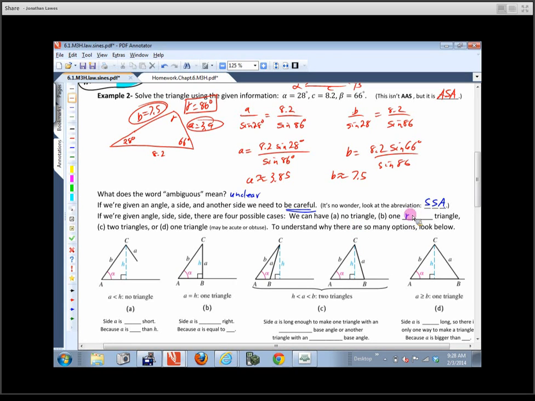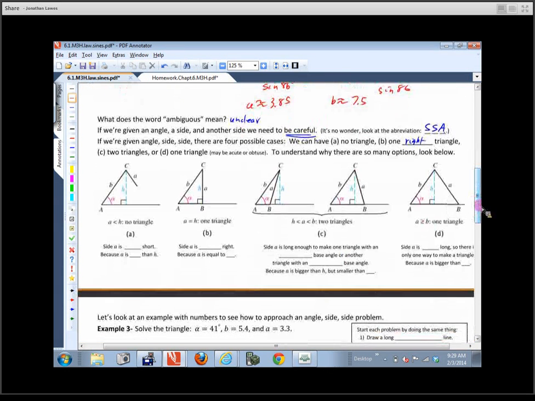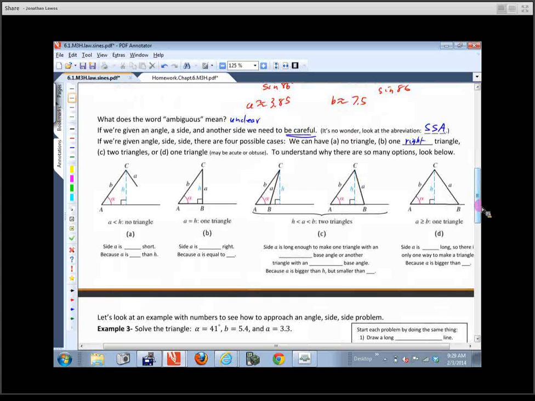We can have one right triangle. We can have two triangles out of this case. Or we can have one triangle. It might be an acute triangle. It might be an obtuse triangle. It's really hard to tell based off the information. You've got to actually run through and do the work. So we're going to look at this and figure out why this is the ambiguous case.